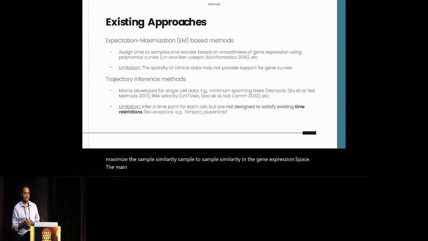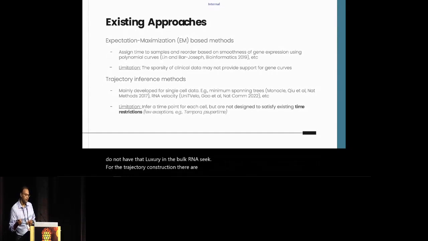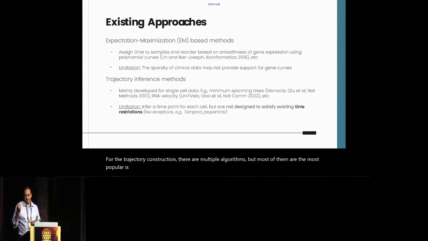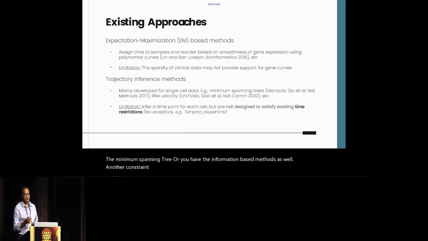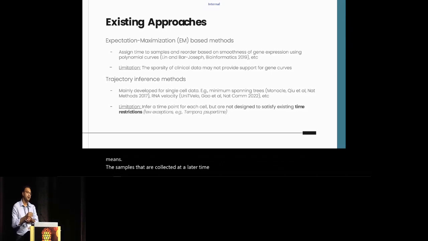The main limitation of this approach is that in single cell, you have thousands of cells, but you don't have that luxury in the bulk RNA-seq. For the trajectory construction, there are multiple algorithms, but the most popular is the minimum spanning tree, or you have the information-based methods as well. Another limitation of this method is that they are not time aware. That means the samples that are collected at a later time point can actually come before the prior time points. However, a couple of exceptions exist, namely the tempora and supper time.